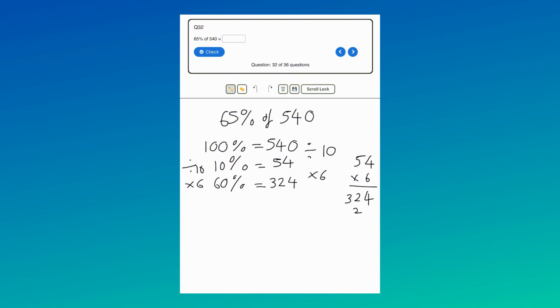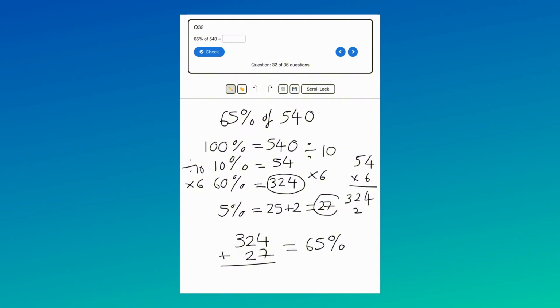Now I can easily work out 5% because I know 10% is 54. So 5% is just half of 54. So half of 50 is 25, and half of 4 is 2. So my answer is 27 for 5%. So if I just add 324 plus 27, I'll get 65%. That's me adding my 60% and my 5% together.